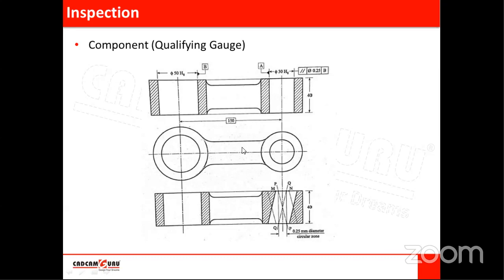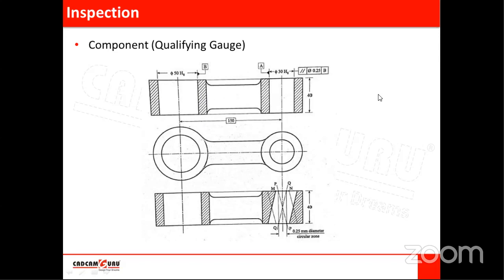It's not like we can use the same qualifying gauge for all the components. It depends on the workpiece or the component to be checked. Here the center distance is 150 mm and the diameter is 150 mm, but our component is 40 mm. So that diameter should be 40. Here the feature under consideration is 30. So we have to design a qualifying gauge for the particular component matching these hole sizes.